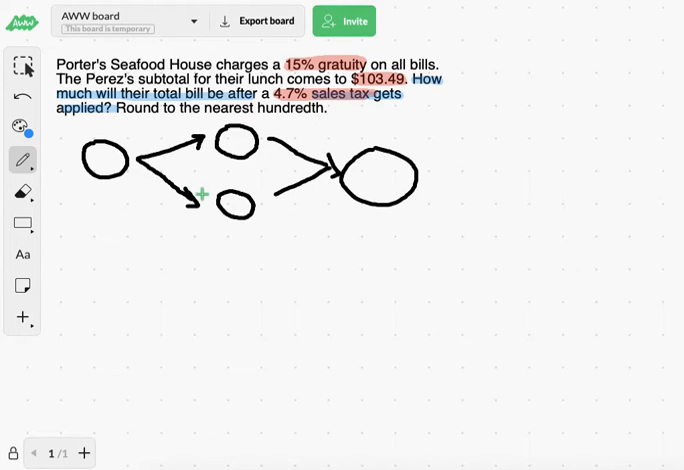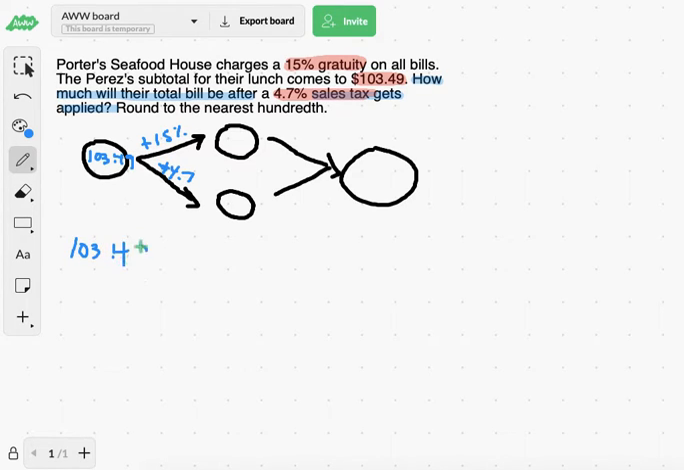All right, so we'll start with the cost, which is 103.49. A little small there, but that's okay. To get to the gratuity piece, I have to increase this by 15%. And to get the sales tax, I have to increase this by 4.7%. Okay, so that's going to give me those two values. And then once it's all done, I have to add the three first bubbles, right?